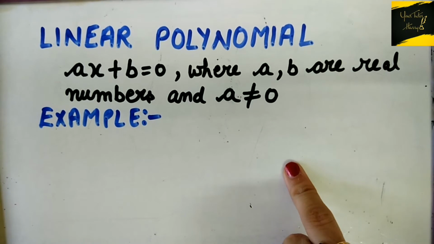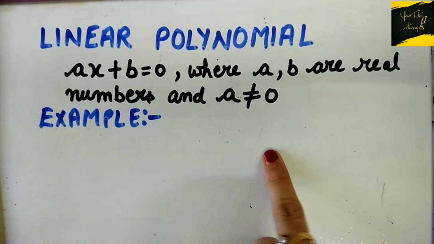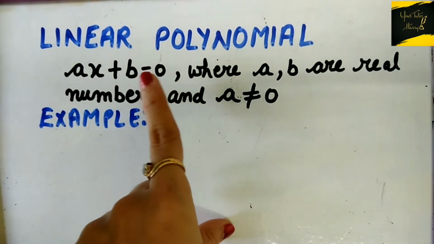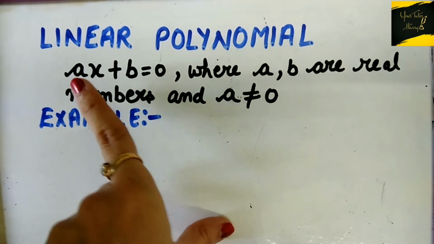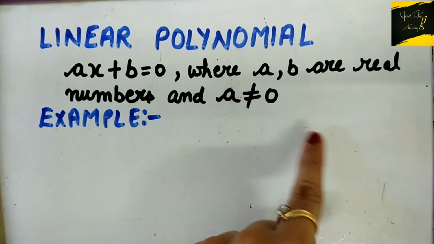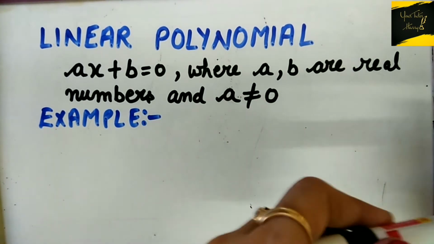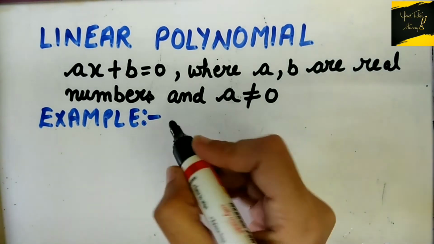So friends, here in this slide, I am going to tell you about the linear polynomial. Your linear polynomial equation will be in the form of ax plus b is equal to 0, where a and b are your real numbers and a cannot be 0. Why a cannot be 0? I am telling you the reason.